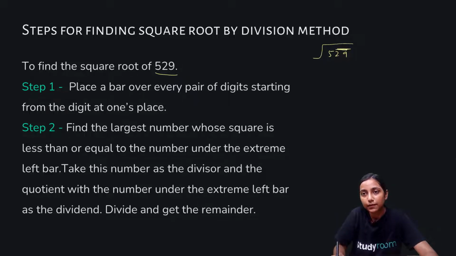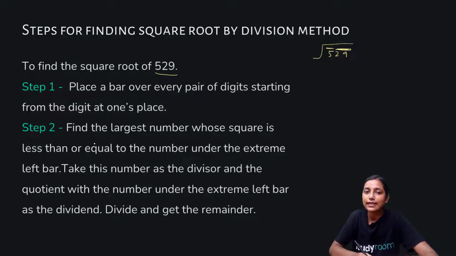So this is our first pair. And here we don't have another pair but only a single number, so our second bar will be placed here. This is what happens if the digits are odd in number. Here we have only 3 digits, so the first is a pair and the second is not a pair, but a bar will be placed over it.